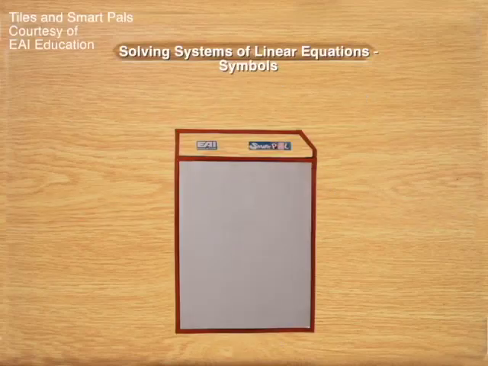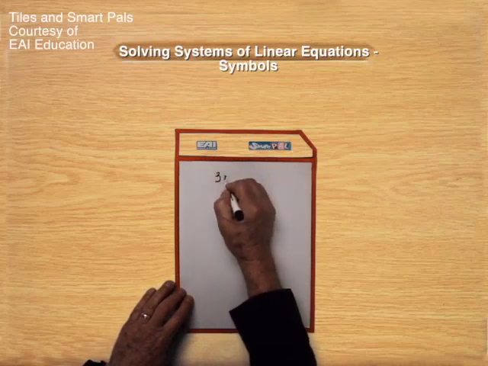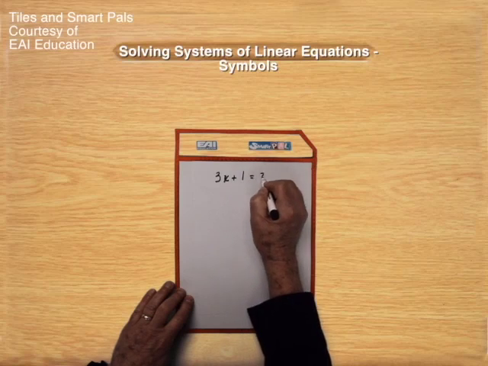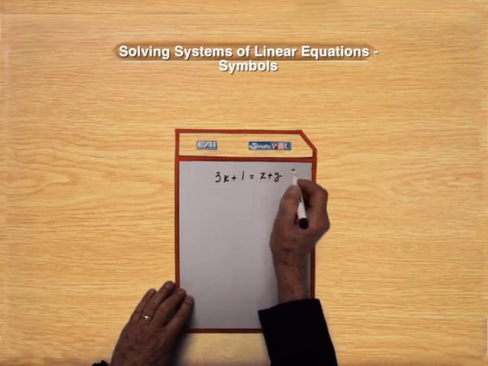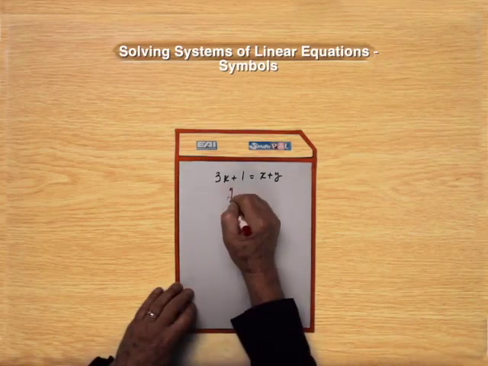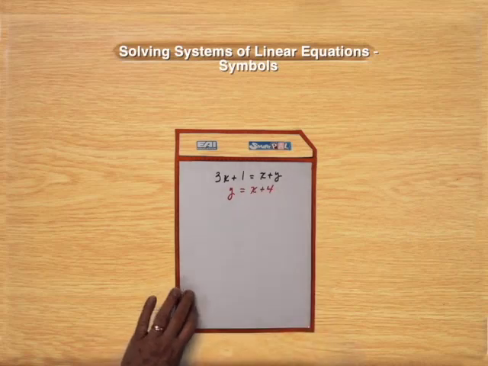We're going to begin with a system of equations. The first equation is going to be 3x plus 1 equaling x plus y. And the second equation is going to be y equals x plus 4.